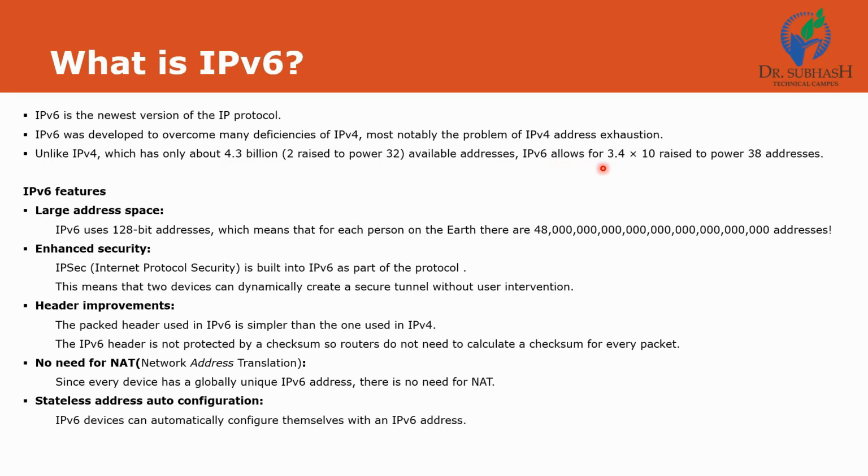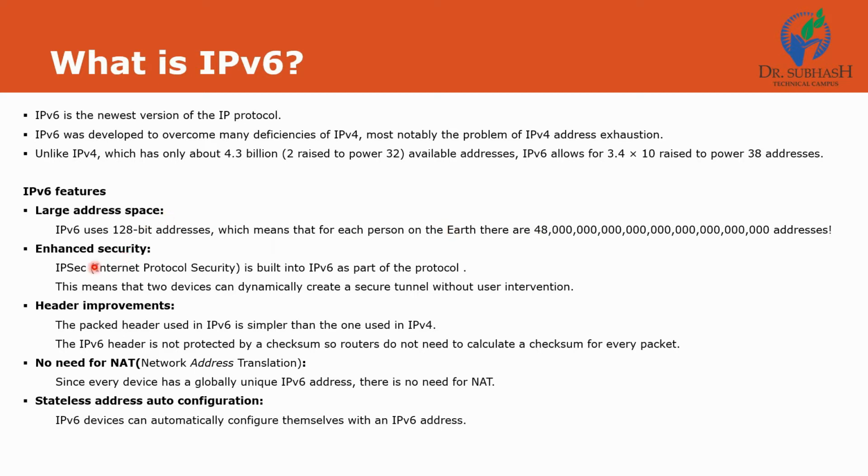IPv6 allows for 3.4 into 10 raised to the power of 38 addresses. So there is a big amount, a large address space. IPv6 uses a 128-bit address, while IPv4 uses 32-bit, which means that for each person on the earth there are a tremendously large number of addresses available in IPv6.